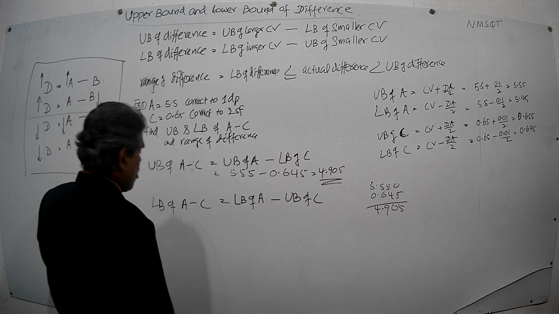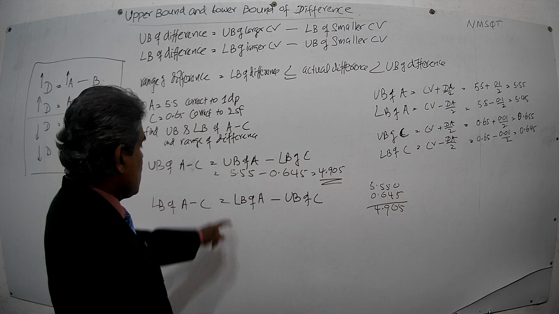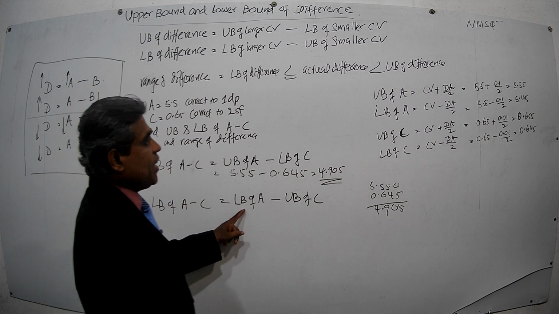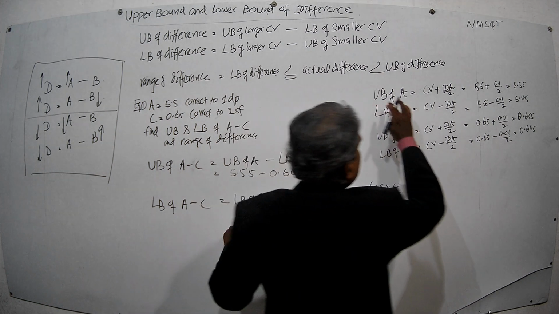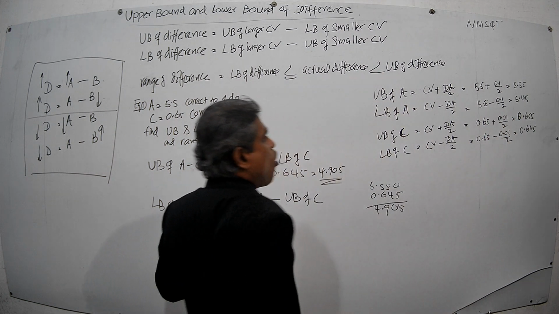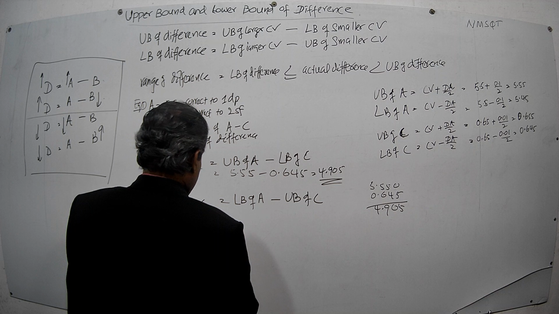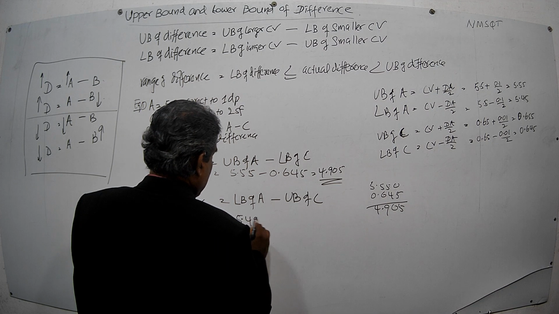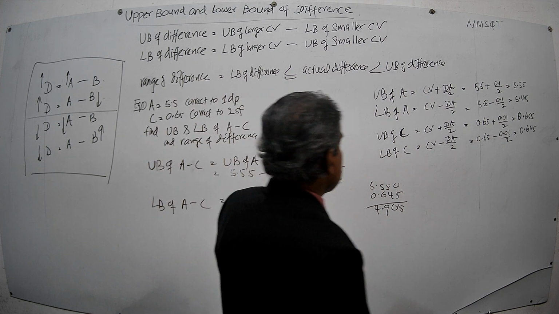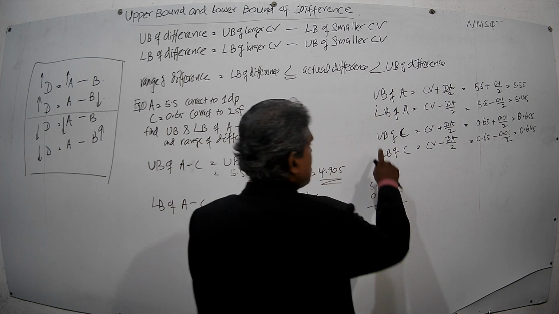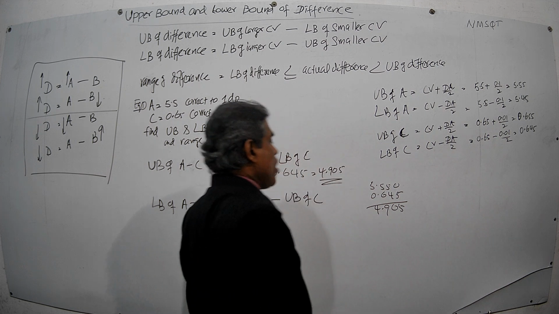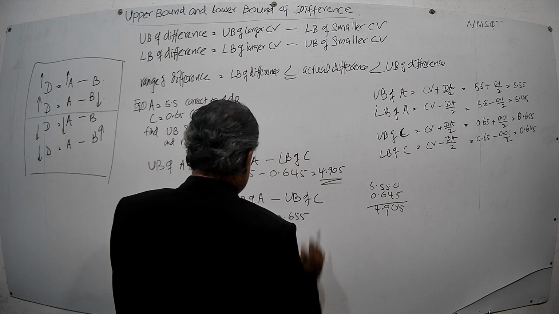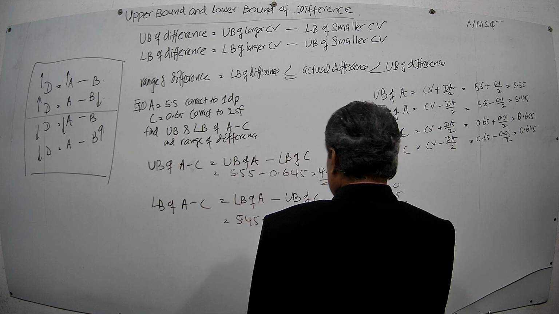Now you go to the lower bound of A minus C. To get it, what is the lower bound of A? Lower bound of A here is 5.45, minus the upper bound of C. What is the upper bound of C? Upper bound of C is here, you get 0.655. Now you subtract.